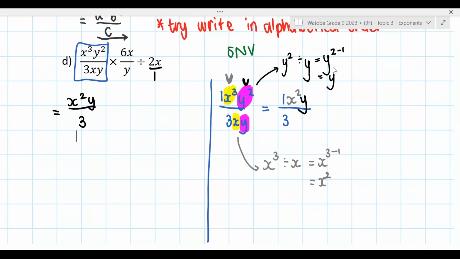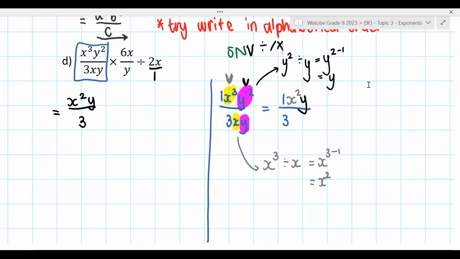Ortile, do you have a question before I carry on? Yes, ma'am. So, ma'am, does SNV apply to all topics in maths, ma'am? So basically, yeah, as long as you're dealing with division or multiplication, SNV applies. Whether it's exponents, whether it's algebra, whether it's integers, it can apply. Thank you, ma'am. Good.